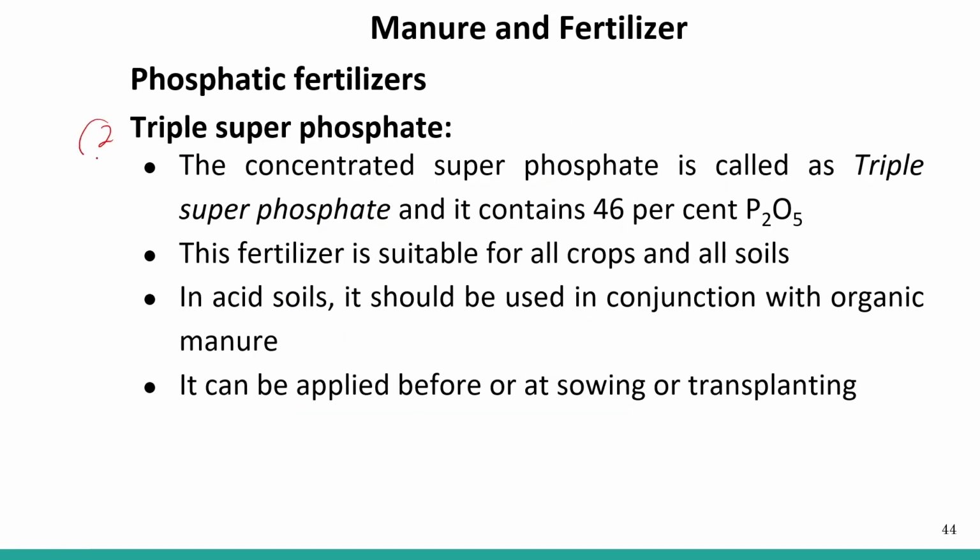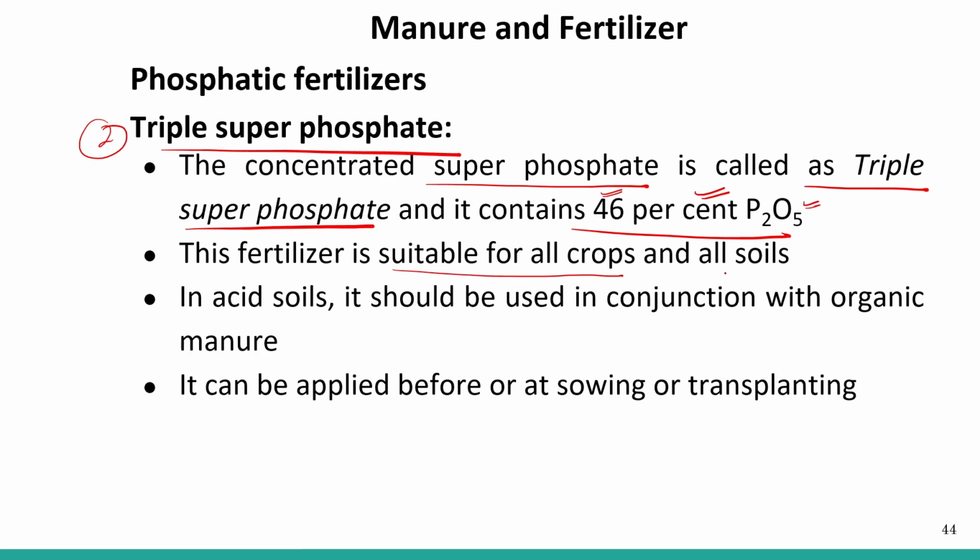The second example is the triple superphosphate. The concentrated superphosphate is called triple superphosphate, and it contains 46% of phosphorus pentaoxide, that is P2O5. So it has a greater quantity of phosphate. This fertilizer is suitable for all crops and all types of soil. For any crop this can be used, and for any type of soil it can be applied.